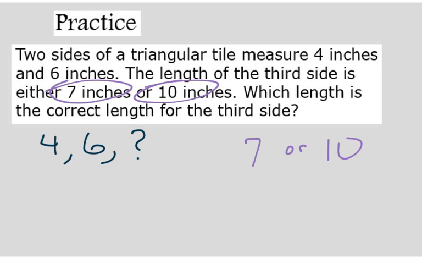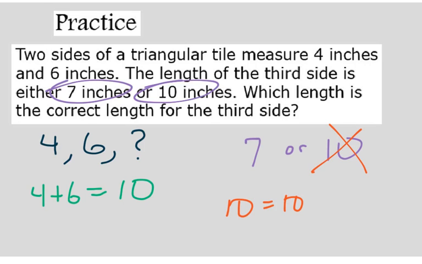Alright, so let's go ahead and add the two given. When we add 4 plus 6, it equals 10. So if we add 4 plus 6 and we get 10, we need that to be larger than our final side, and 10 is actually equal to 10. So therefore, that will not work because it's the same.